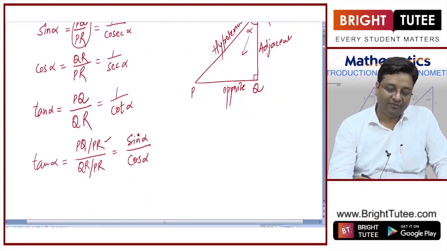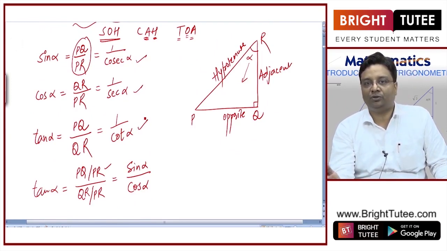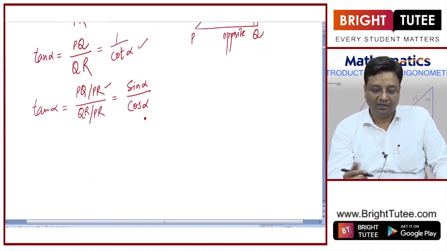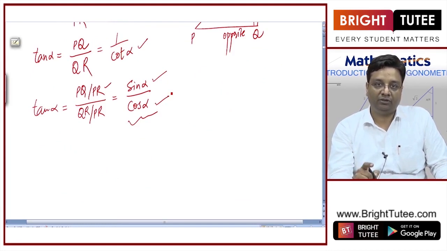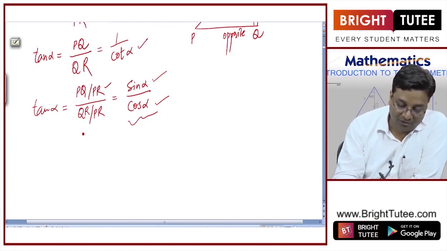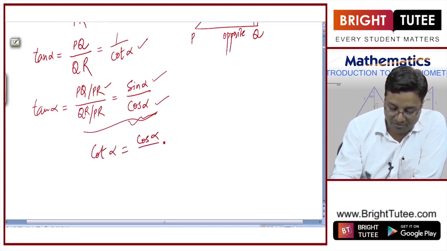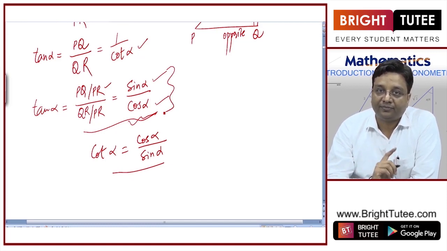And by using these things, we spoke about cosecant, secant and cot also. Cosecant is just the reciprocal of sine, secant is just the reciprocal of cos, and cot is just the reciprocal of tan, right? And we also see that tan of an angle is equal to sine of that angle divided by cosine of that angle, right? So from this I can also say that cot of an angle alpha is equal to cos alpha upon sine alpha, right? I just flipped this ratio because cot is just the reciprocal of tan, right?